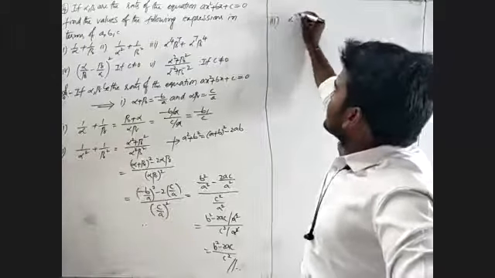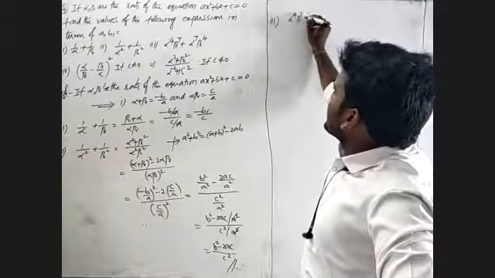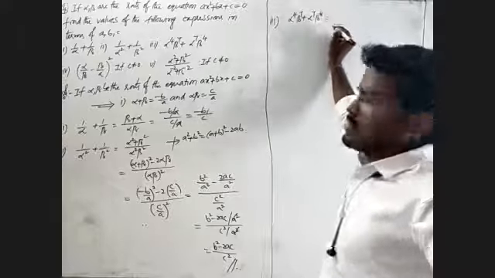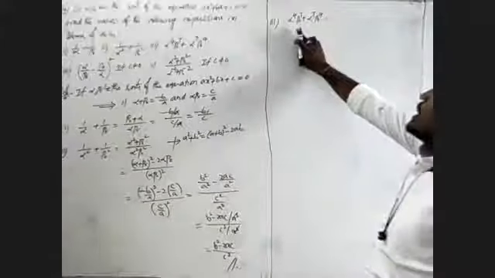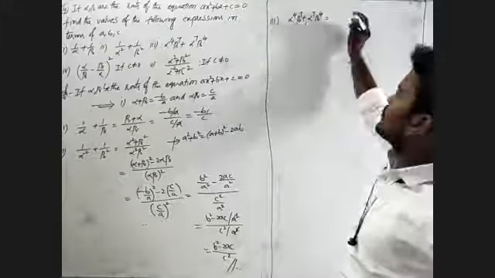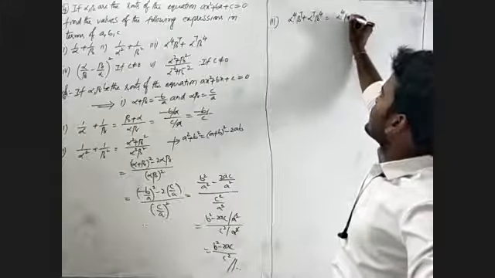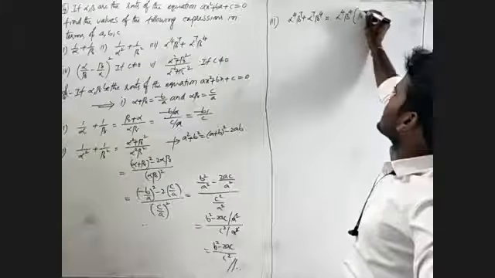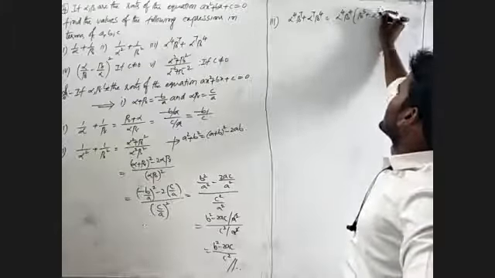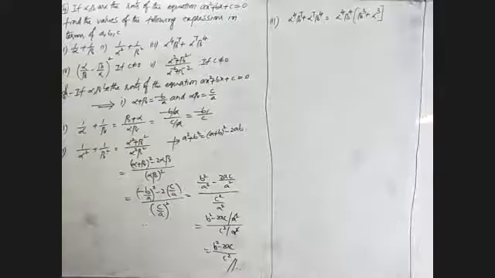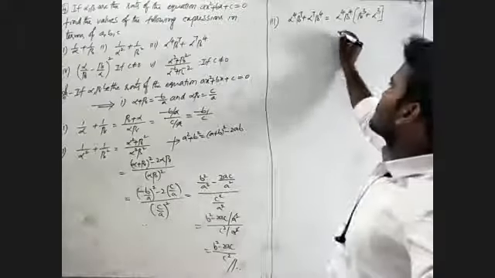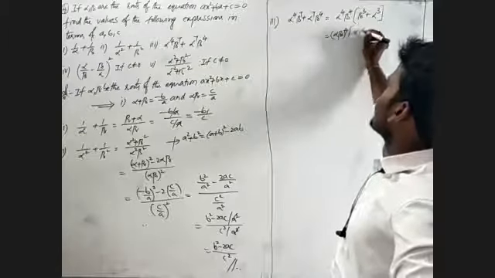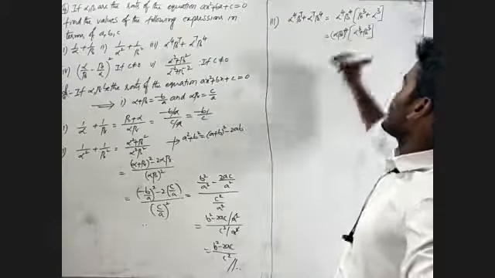Third one is alpha power 4 beta power 7 plus alpha power 7 beta power 4. I will take common alpha power 4 beta power 4 in these two terms. Remaining, the first has beta cube there, and the second has alpha cube there. Here I will write alpha beta whole power 4 into alpha cube plus beta cube.